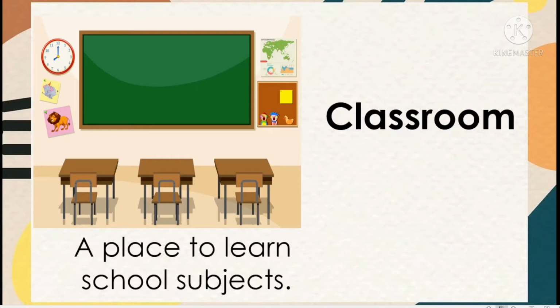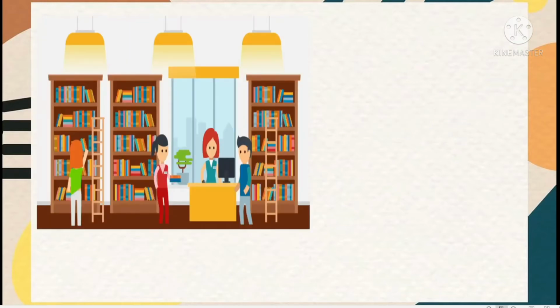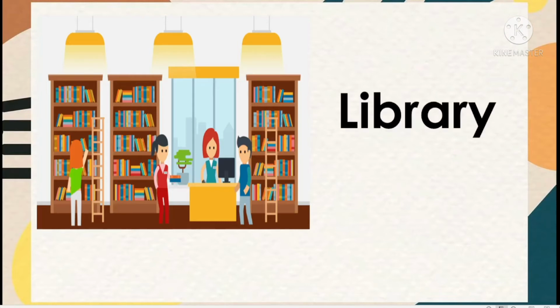Now, what is a classroom? Right, this is a place to learn school subjects. What is a classroom again? Can you tell me? A place to learn school subjects. Wow, you're learning now. Next one. I know this one. I can see many books. You're right. This is the library. The library. How do you spell the library?